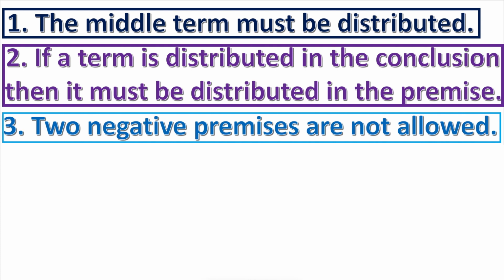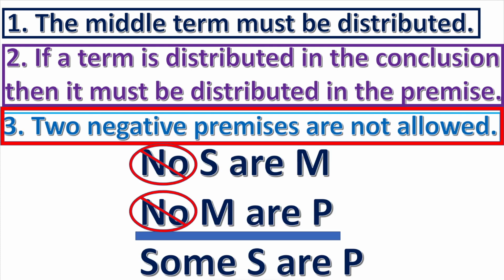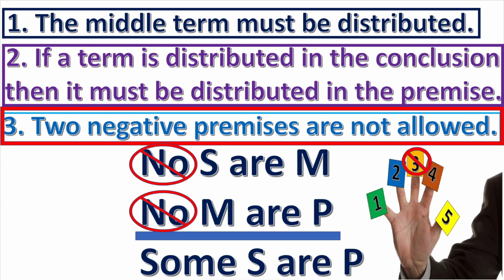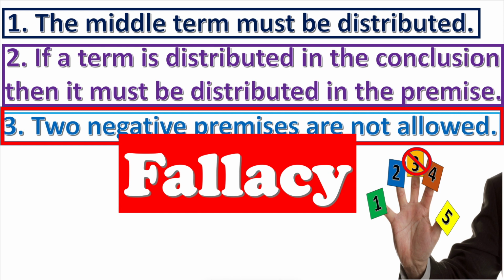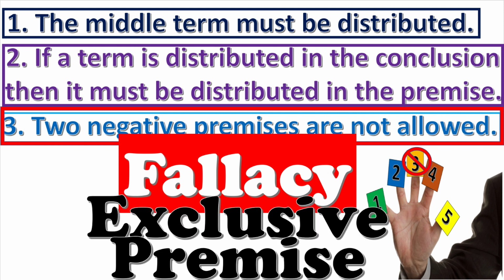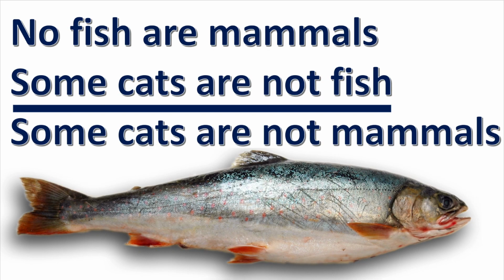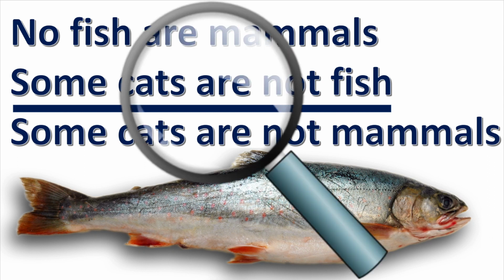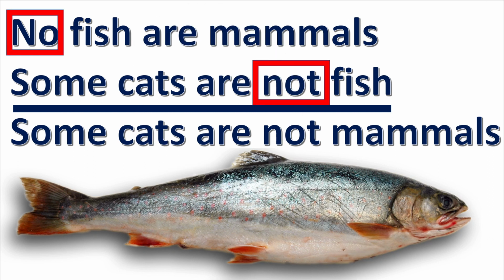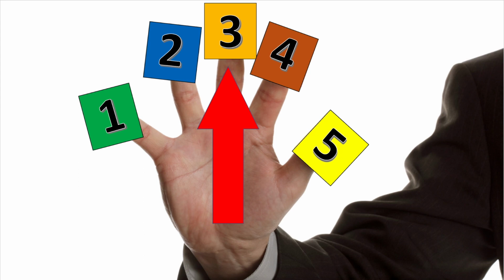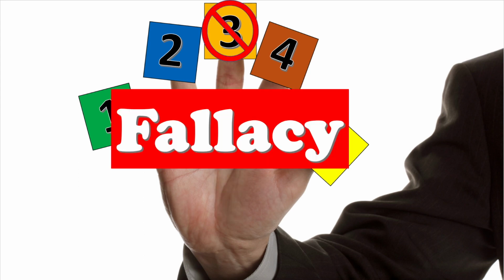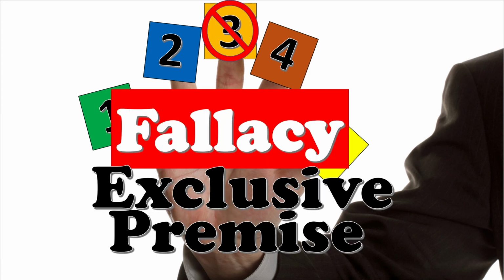Rule 3 says that two negative premises are not allowed. Now, if a syllogism breaks Rule 3, the fallacy of exclusive premises is committed. Look at this example. Notice both premises are negative. Since both premises are negative, Rule 3 is broken, and the fallacy of exclusive premises is committed.